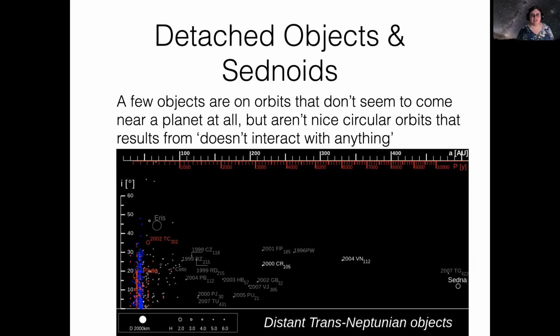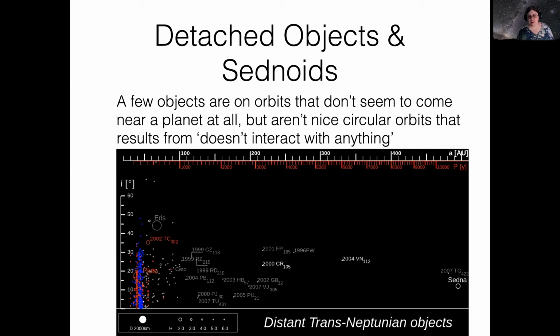Now, there's a few objects that are really puzzling to us because they are really out there. Unlike the scattered disk objects, whose orbits can get close to Neptune, which means the reason they have such weird orbits is probably just Neptune messing with them, there's objects that don't seem to be interacting with anything much. And they're not on nice circular orbits, so something had to push them out there, but they don't seem to be near anything that could have done the job. Yeah, so they're puzzling. We call these detached objects, and one of the largest is Sedna.